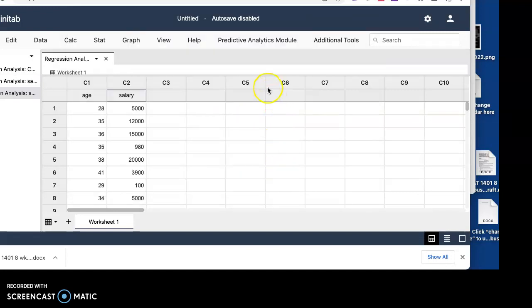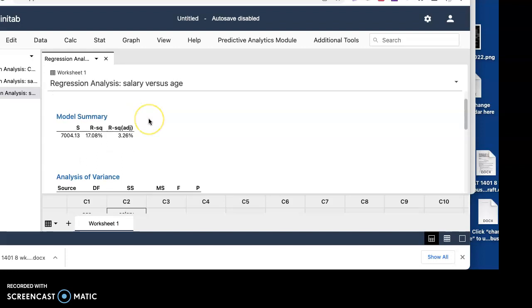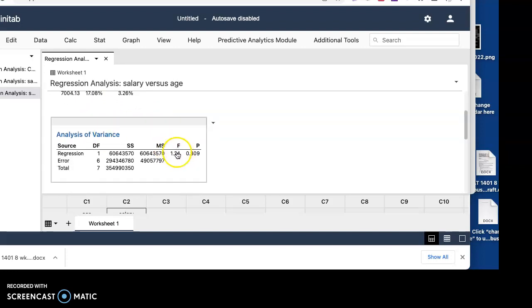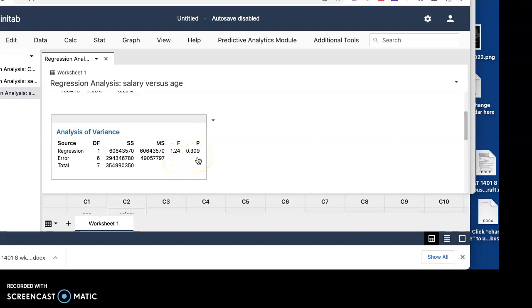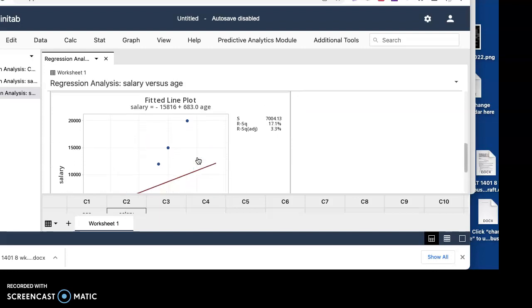And once you do that, then you get all the information you need in there. Is that the regression equation I was talking about? Here's your R-squared that you'll need. Here is your test statistic. F is 1.24. Your p-value is 0.309. And there is your fitted line plot.